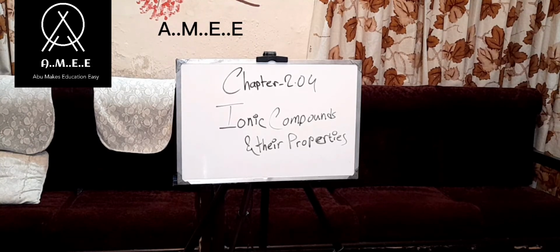I would like to request everyone to give their chapter number and the chapter name: chapter 2.04, ionic compounds and their properties. In the last chemistry class on 8th of October, we learned what an ionic compound is and some other things. Now we are going to learn the rest, but before that I am going to give a short review of the previous video so that you can easily relate the new topics with the old topics.